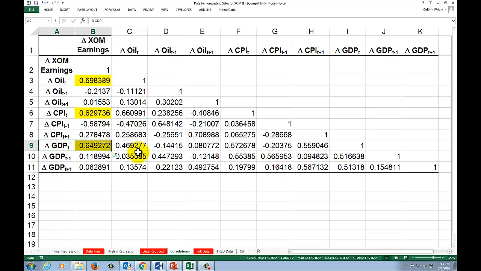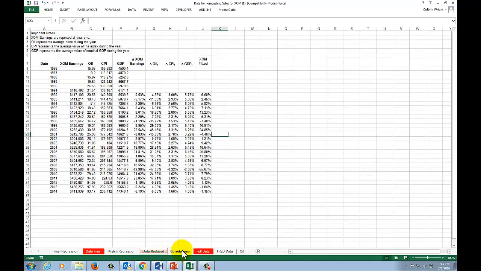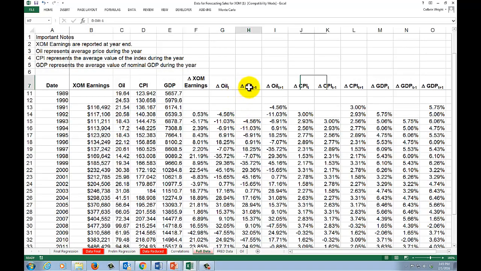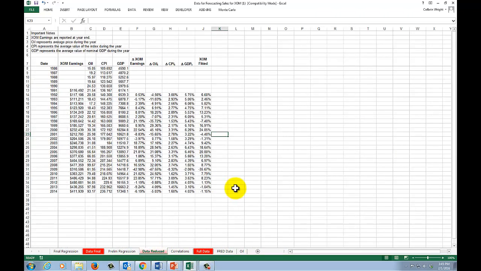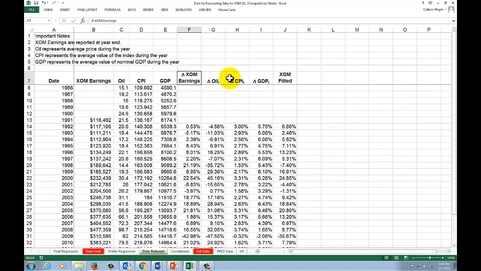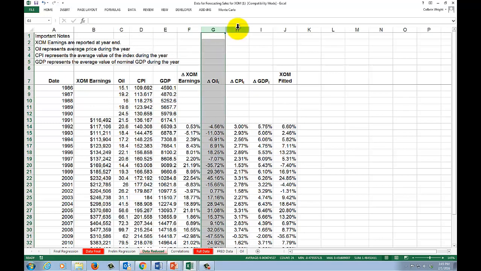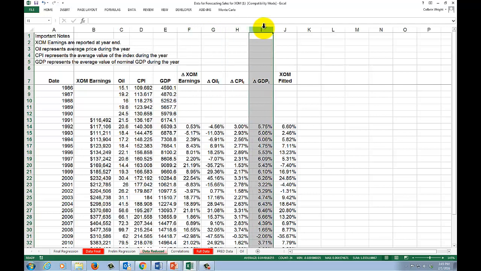So from simple correlation analysis, it looks as though all three of our drivers contemporaneously might be driving the delta in ExxonMobil's earnings growth. So what I did is I got rid of all of the time shifts. So I dropped out my T minus 1 and T plus 1s. And now I just have my data contemporaneous. So there's the change in ExxonMobil's earnings. There's delta oil, inflation, and delta GDP.